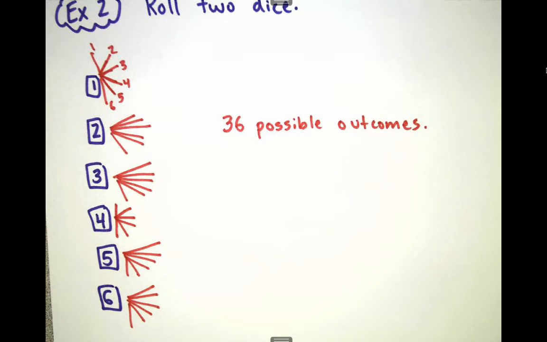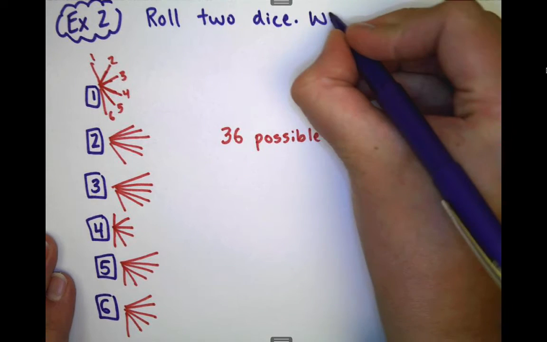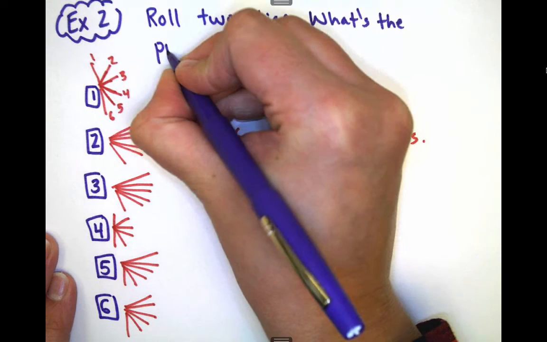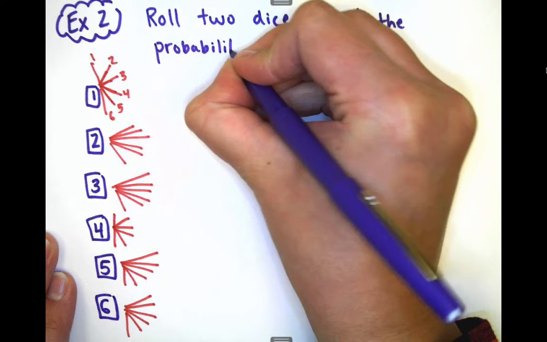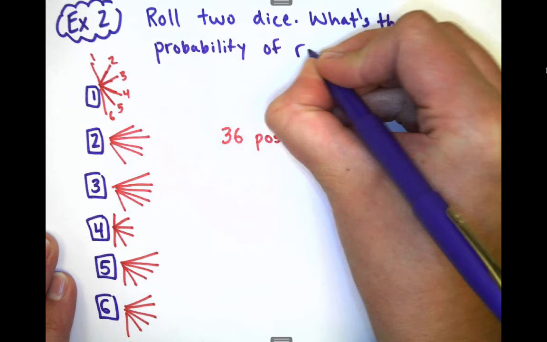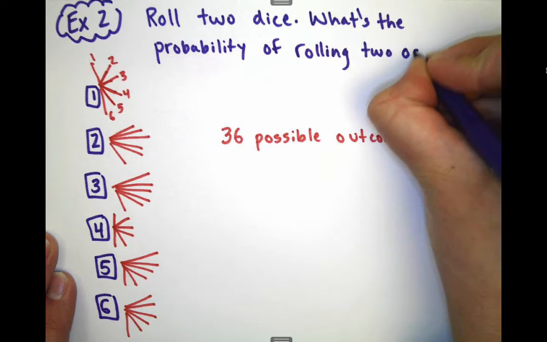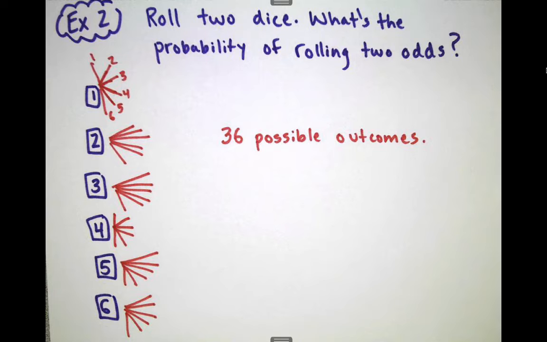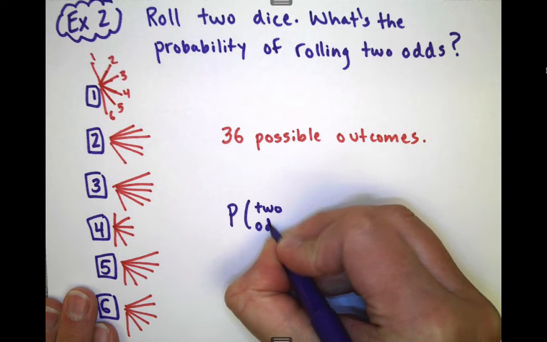Okay, but here is our question. You roll the 2 dice. What's the probability of rolling 2 odd numbers, 2 odds? So the probability of 2 odds.